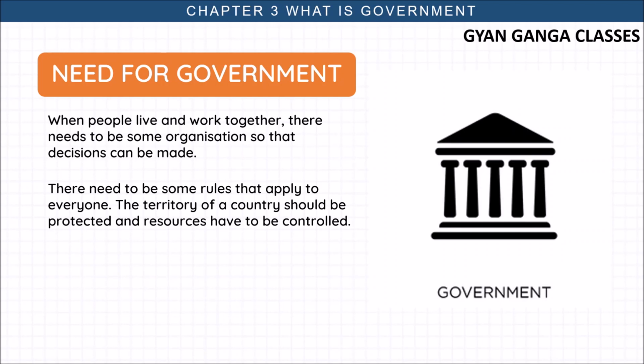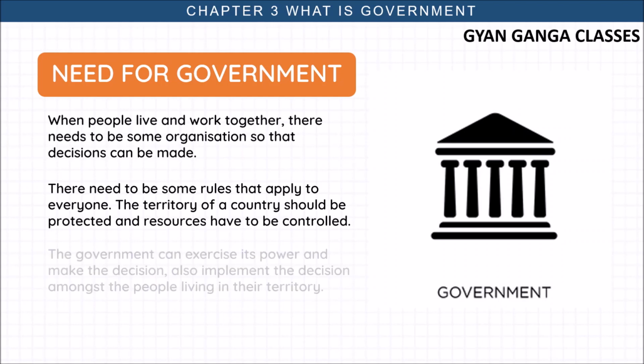There need to be some rules that apply to everyone. The territory of a country should be protected, and resources should be controlled and regulated in a good way, surveyed and used for the best of the people, for the development of the people of the country. All these things that need to be done are the requirements. That is why we need a government.